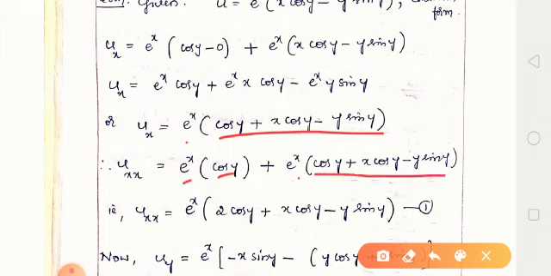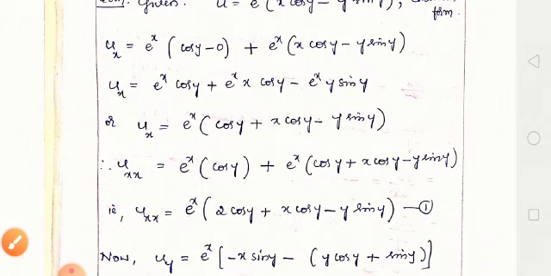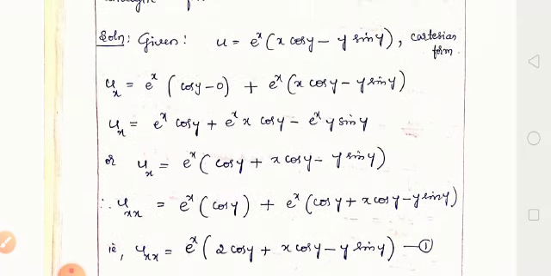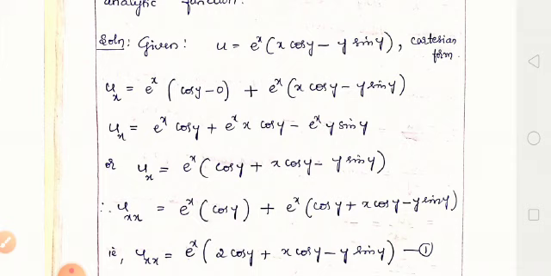Again e^x is common, take the common term outside and write the remaining terms as it is, and we will take the expression for uxx as equation 1. Now we want uyy, the second order partial derivative of u with respect to y. For that purpose, first we have to find the partial derivative of u with respect to y.